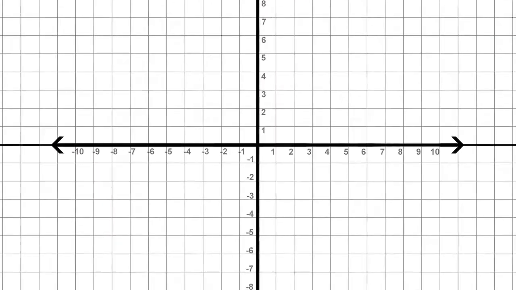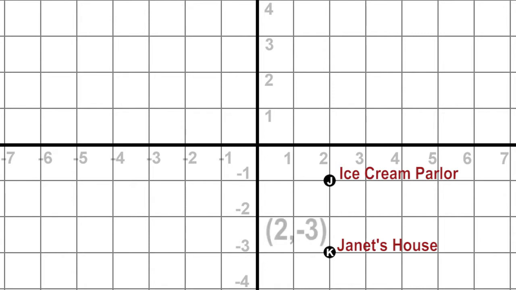Let's go back to our original coordinate plane and look at Janet's house, point K, and the ice cream parlor, point J. Both places are located in quadrant 4. The coordinates of Janet's house are 2, -3, and the coordinates of the ice cream parlor are 2, -1. As the x coordinates are the same, we will look at the y coordinates.